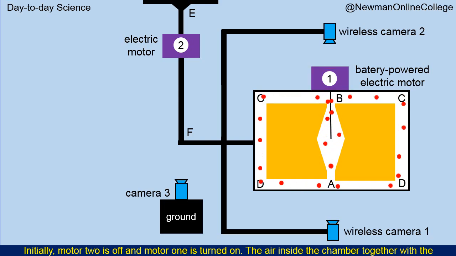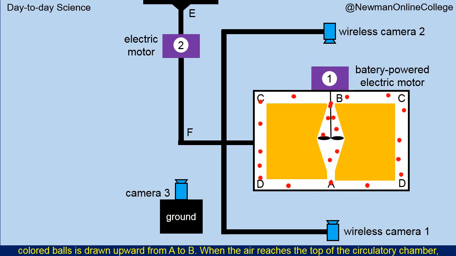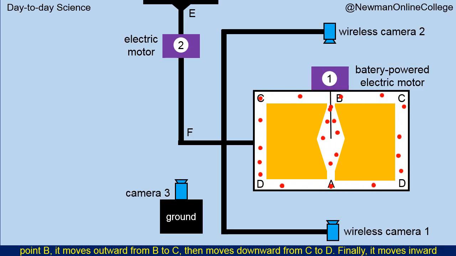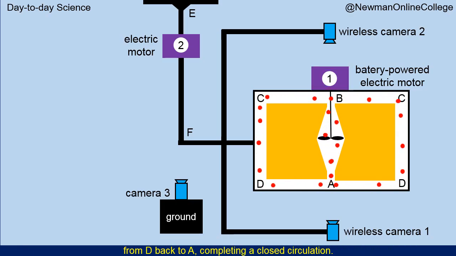Initially, motor 2 is off and motor 1 is turned on. The air inside the chamber together with the colored balls is drawn upward from A to B. When the air reaches the top of the circulatory chamber, point B, it moves outward from B to C, then moves downward from C to D. Finally, it moves inward from D back to A, completing a closed circulation.